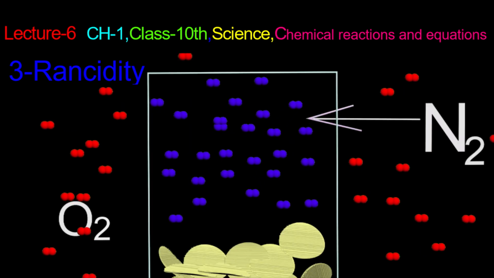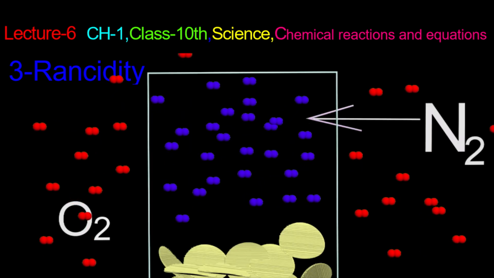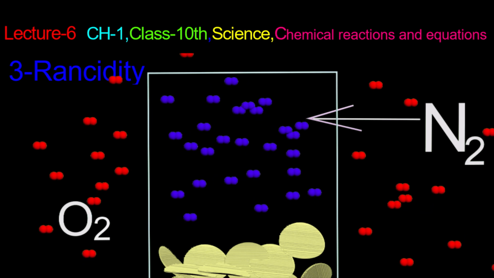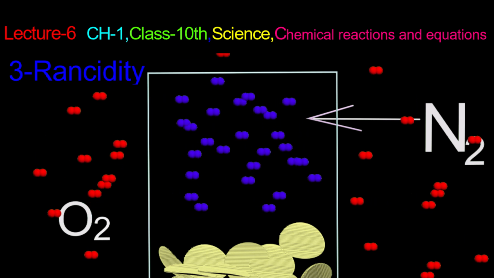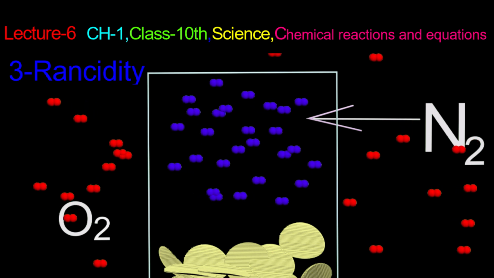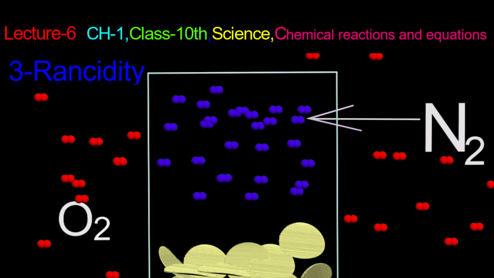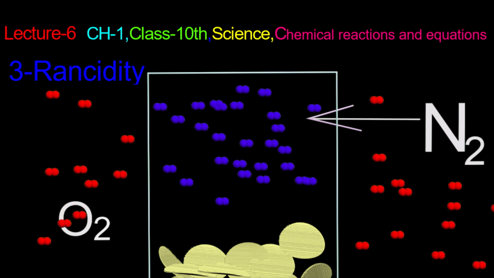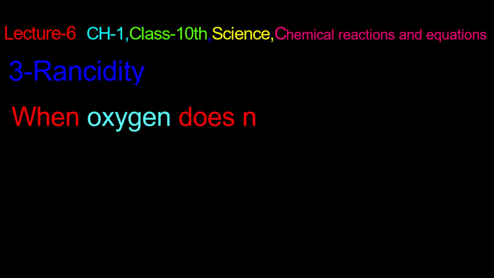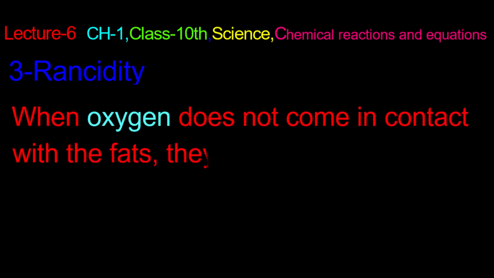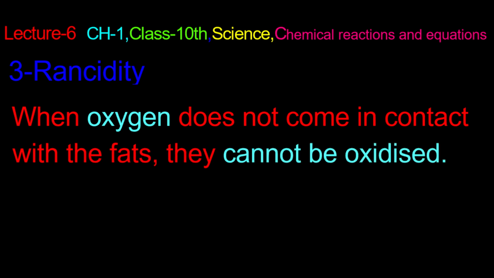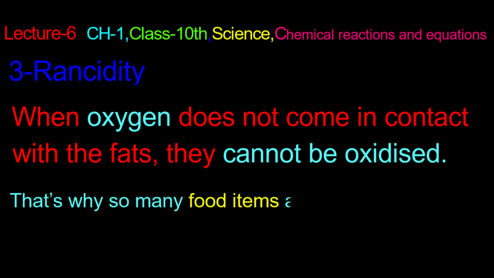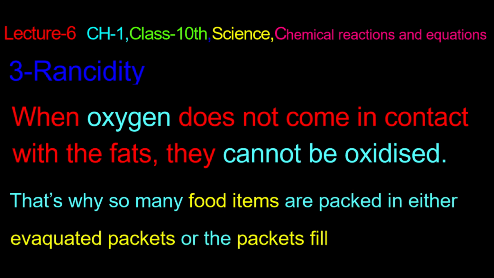To prevent the oxidation of such food items, we need to store them in sealed packets filled with nitrogen only, because it is the oxygen present in the atmosphere that oxidizes these oils or fats. So when oxygen does not come in contact with the fats, it cannot oxidize. That's why so many food items are packed in either evacuated packets or the packets filled with nitrogen.